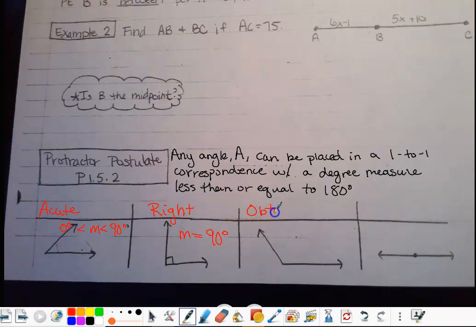What's the next angle called? Obtuse. All right, what do we know about the measure of it? It's always greater than 90. All right, M is greater than 90 degrees. And what else do we know? Justice? It's less than 180. Perfect.